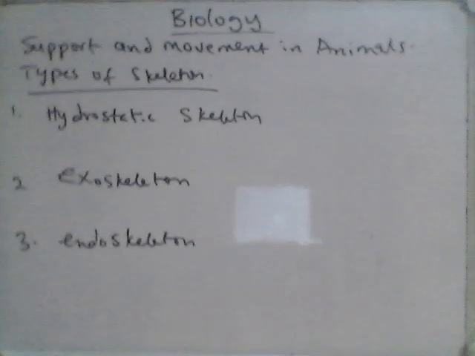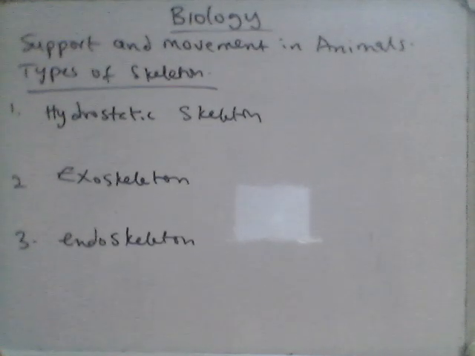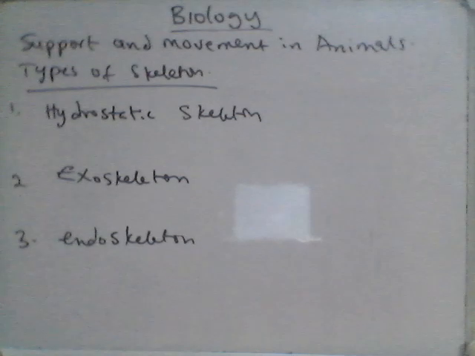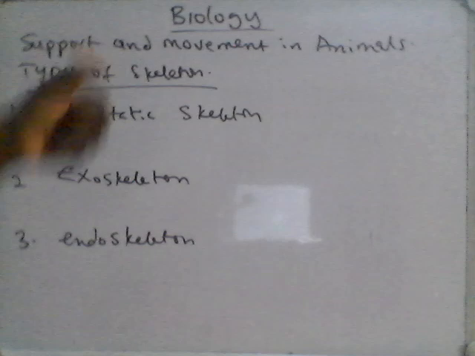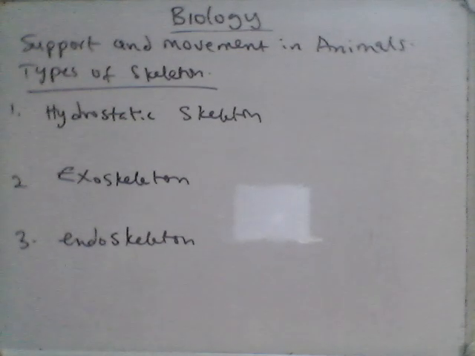Okay, so we're moving on to support and movement in animals. We have seen the plant, and now it is animals. The main form of support for animals is the skeleton. That's like the framework. So for skeleton types, we have number 1, hydrostatic skeleton, number 2, exoskeleton, and endoskeleton.